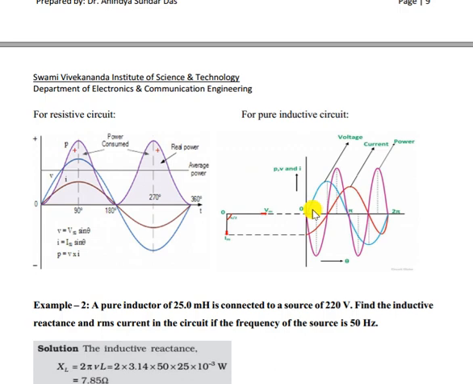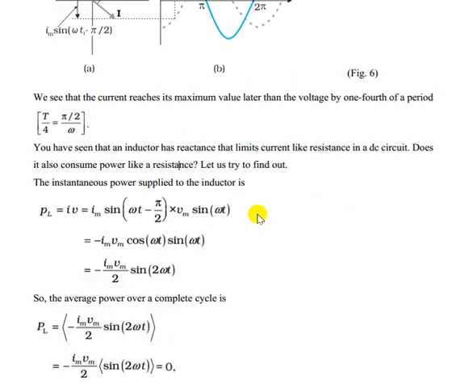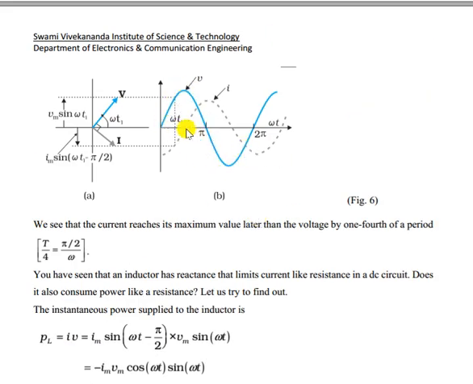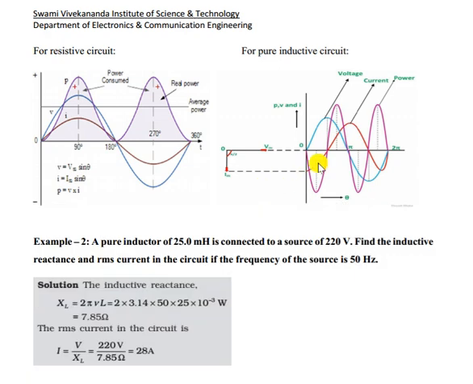Now for the plot of the inductive circuit, here you can see this is your V, and I is lagging by 90 degrees. This is your V, the blue one, and the red one is the current. It starts from pi by 2, and you can protrude that, or you can draw backwards.